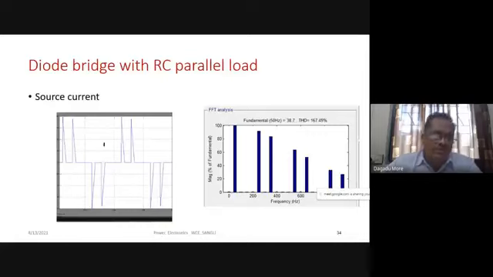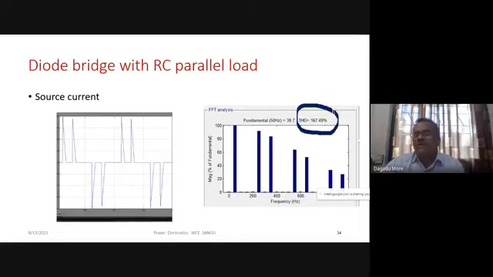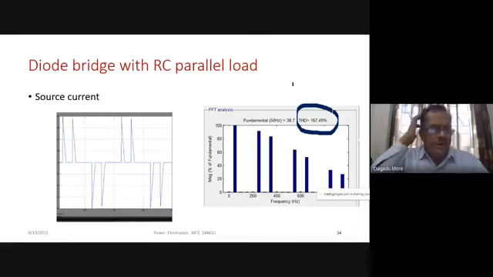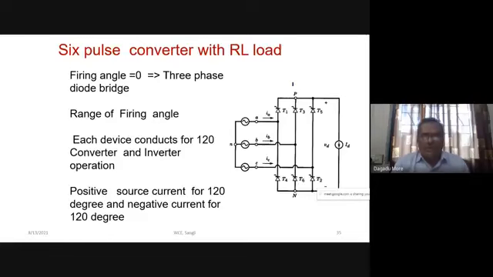Now for the same, we have done the diode bridge with an RC parallel load. We did the simulation, and with the help of MATLAB we found the THD, and this THD is around 167.94%. So the THD of the source current is very high. So this is the case for a diode bridge. Now we can go for any question.